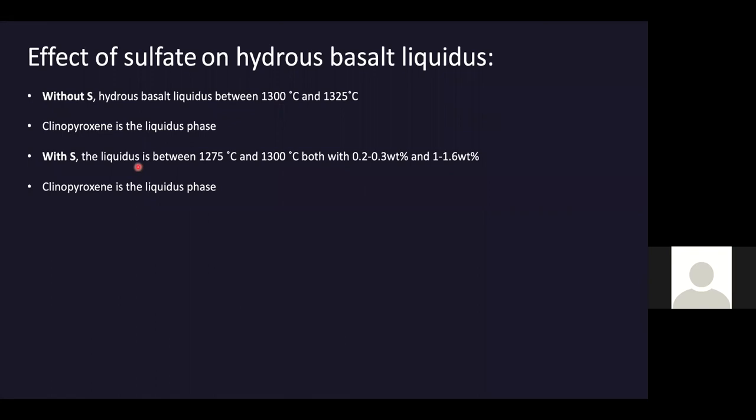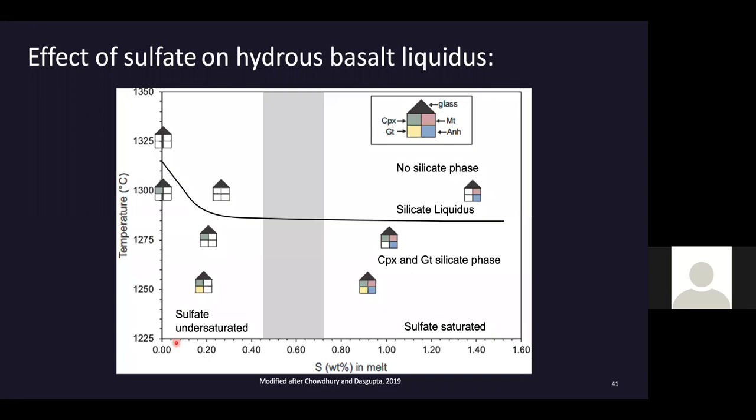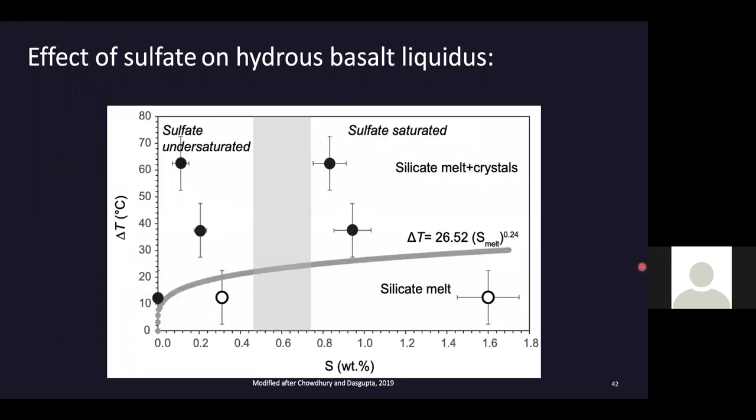With sulfur, the liquidus is between 1275 and 1300 degrees C. When we add some sulfate in it, we see that the liquidus has depressed and it has gone down by 25 to 50 degrees C, between 1275 and 1300 degrees C. And here as well, clinopyroxene is the liquidus phase. The drop in liquidus of a hydrous basalt with sulfate content can be denoted by this power law here, and presence of sulfate in a hydrous basalt thus increases the stability field of a basaltic liquid as it decreases the liquidus temperature by 25 to 50 degrees C.